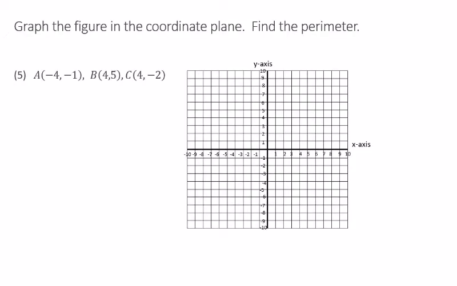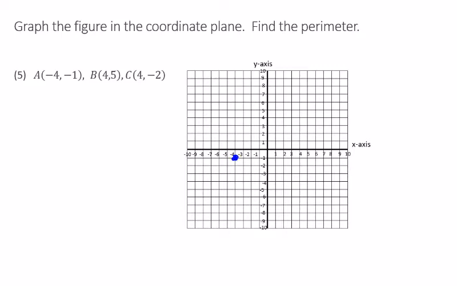All right, here we're given 3 points, and we want to graph the figure and then find the perimeter. So if we're given 3 points, what kind of shape do you think that will be? If you guessed triangle, well done. That's right. So I'm going to plot -4, -1. So that's right here. -4 on the x, -1 on the y.